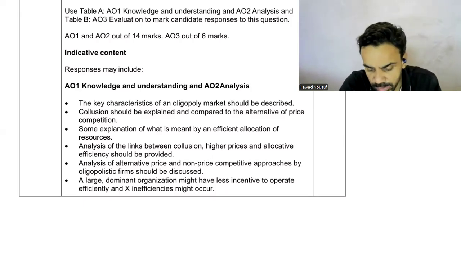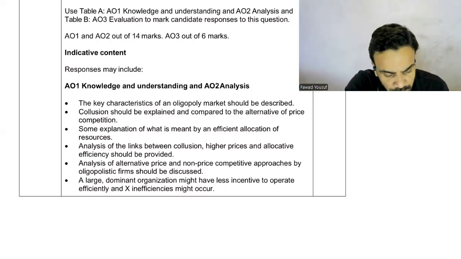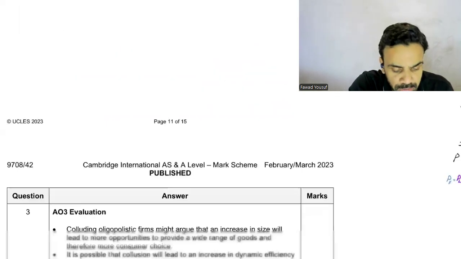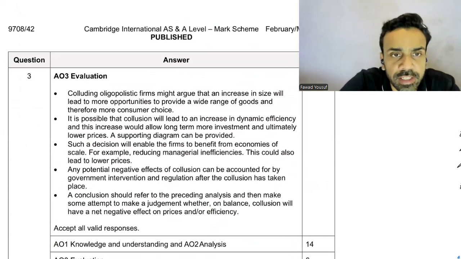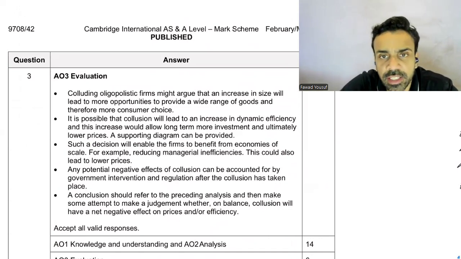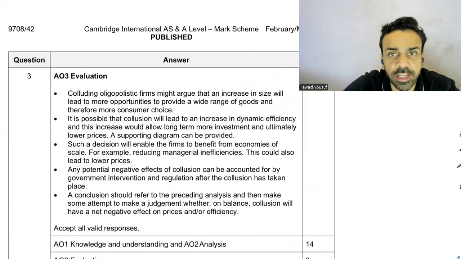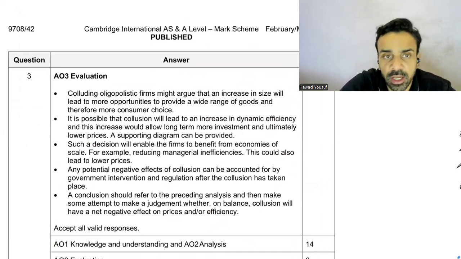फिर उसके बाद, then we went into the evaluation. Evaluation के अंदर they're saying कि when they increase in the size, they have some opportunities. We did not write this. They can provide wide range of goods and services, and consumers can have more choices.